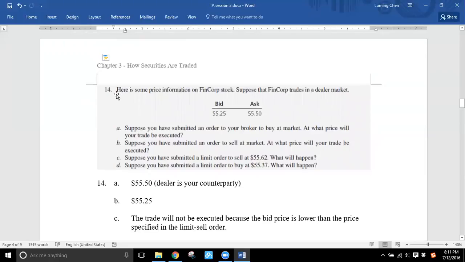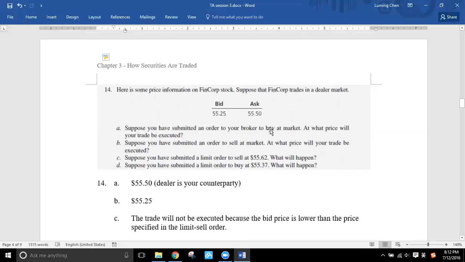Number 14. Here is some price information on FinCorp stock. Suppose that Financial Corp trades in a dealer market. The bid price is $50.25 and the ask price is $55.5. Suppose you have submitted an order to your broker to buy at the market. At what price will your trade be executed?